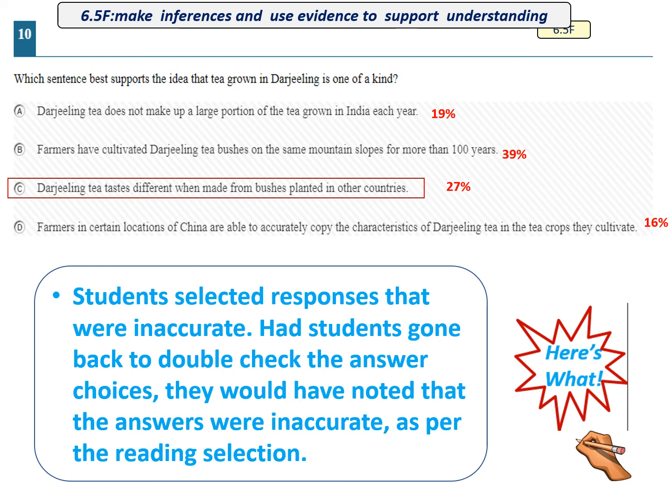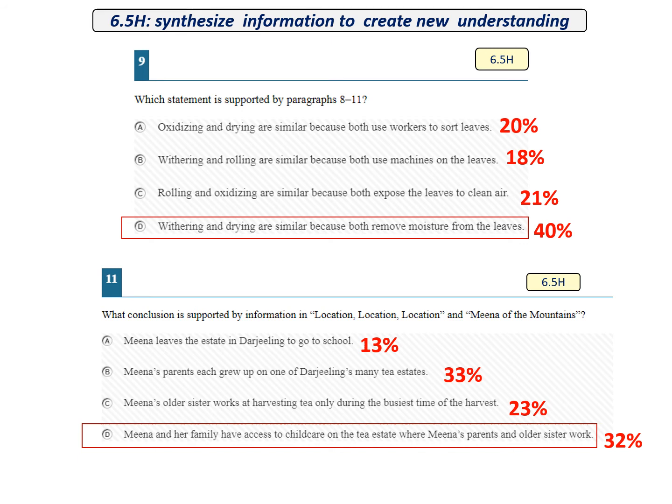Let's move on to the questions now for 5H. Let's take a look at the 5H questions. 5H is synthesize information to create a new understanding. Notice that this one is also a readiness standard, and I know I sound like a broken record, but a readiness standard has a 60 to 70% chance of being assessed. Questions 9, 11, 12, and 14 are all asked from the informational passage. 9 and 11 are shown here, and 12 and 14 will be on the next slide.